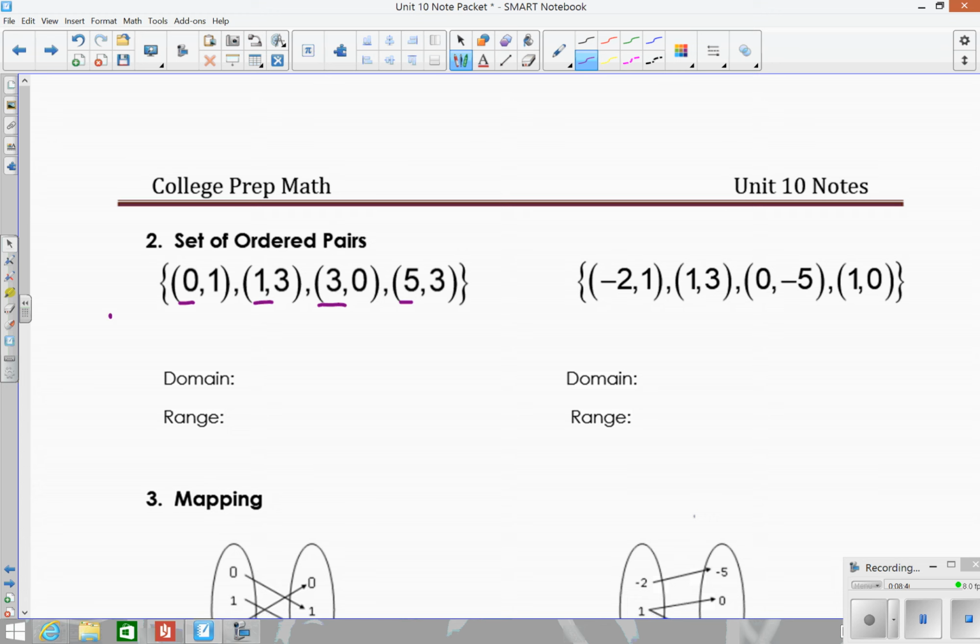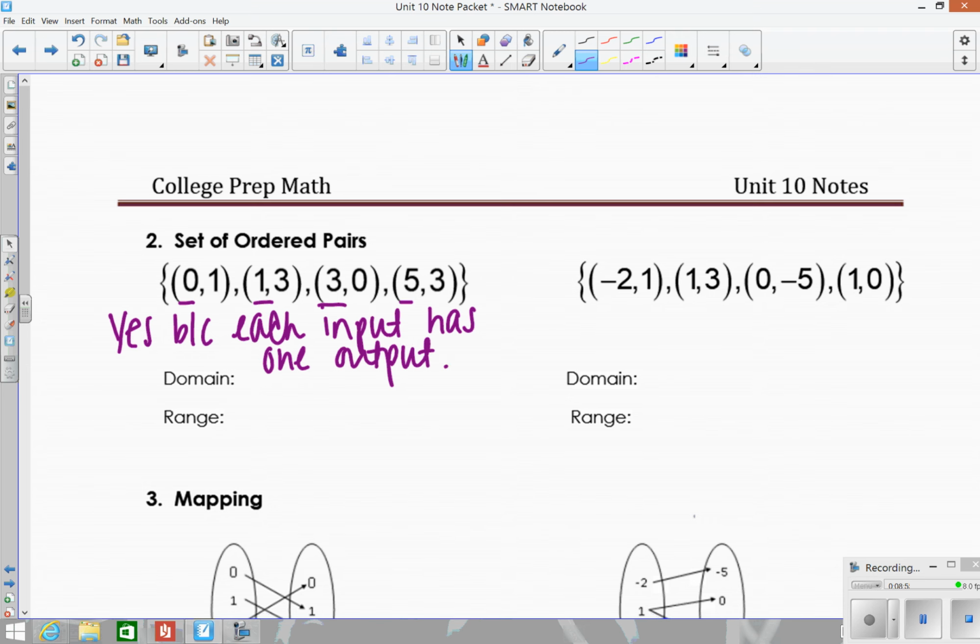So again, yes, because each input has one output. So basically there's no repeated x values. The x values are all different, so that's how I know that it has to be a function. So the domain, all of the x values here, so 0, 1, 3, 5.